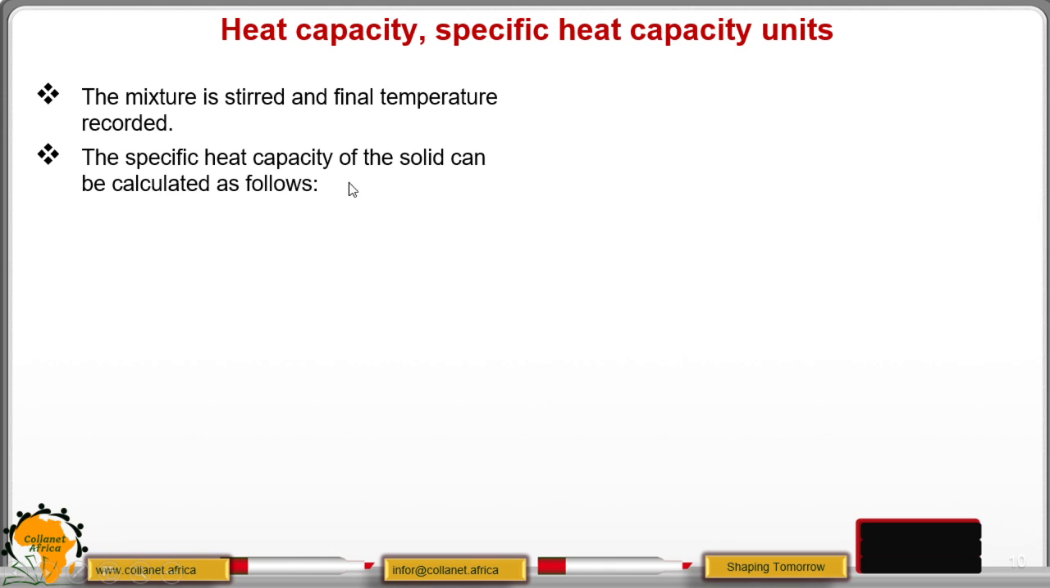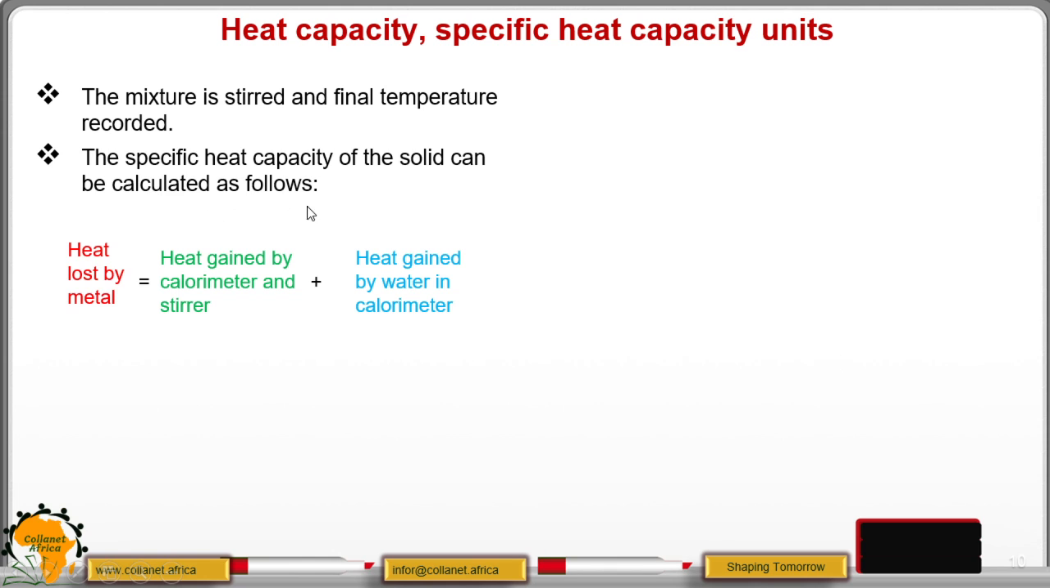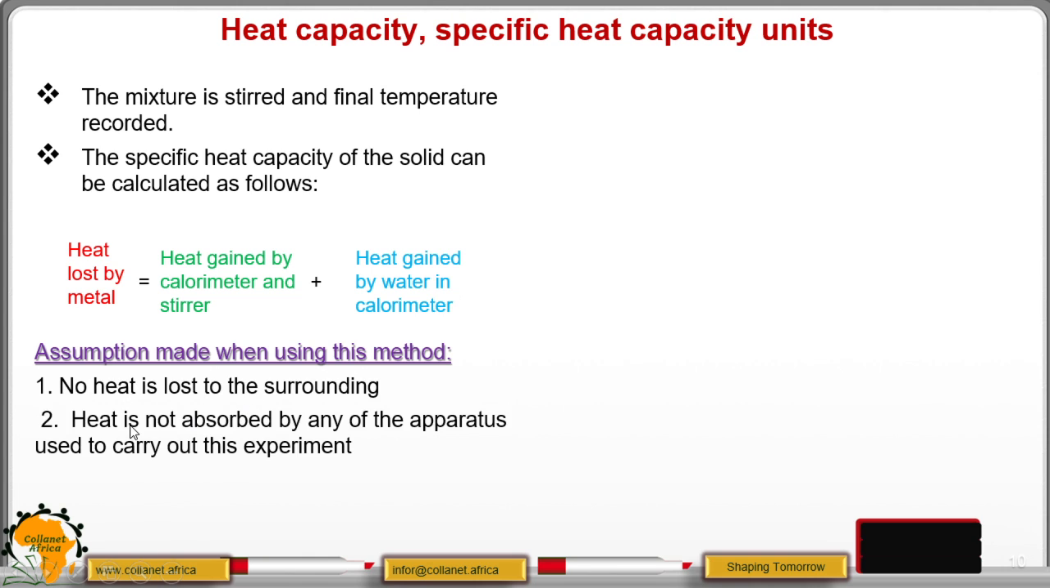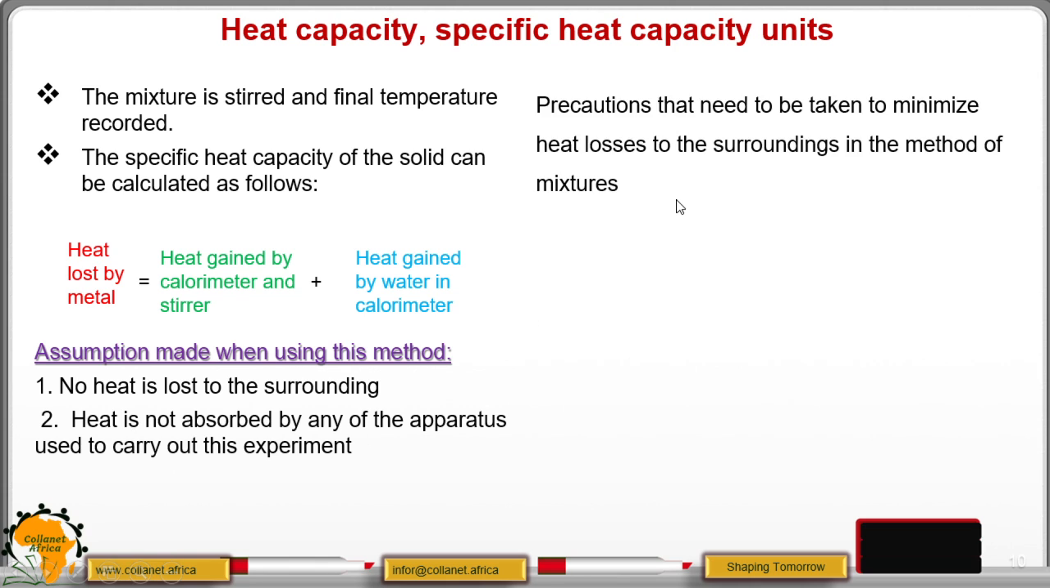Then the specific heat capacity of the solid is calculated as follows. Heat lost by the metal must be equal to heat gained by calorimeter and stirrer plus heat gained by water in calorimeter. And when we are doing this experiment, we assume the following: that, 1, there is no heat that is lost to the surrounding, and heat is not absorbed by any of the apparatus that are used to carry out this experiment.